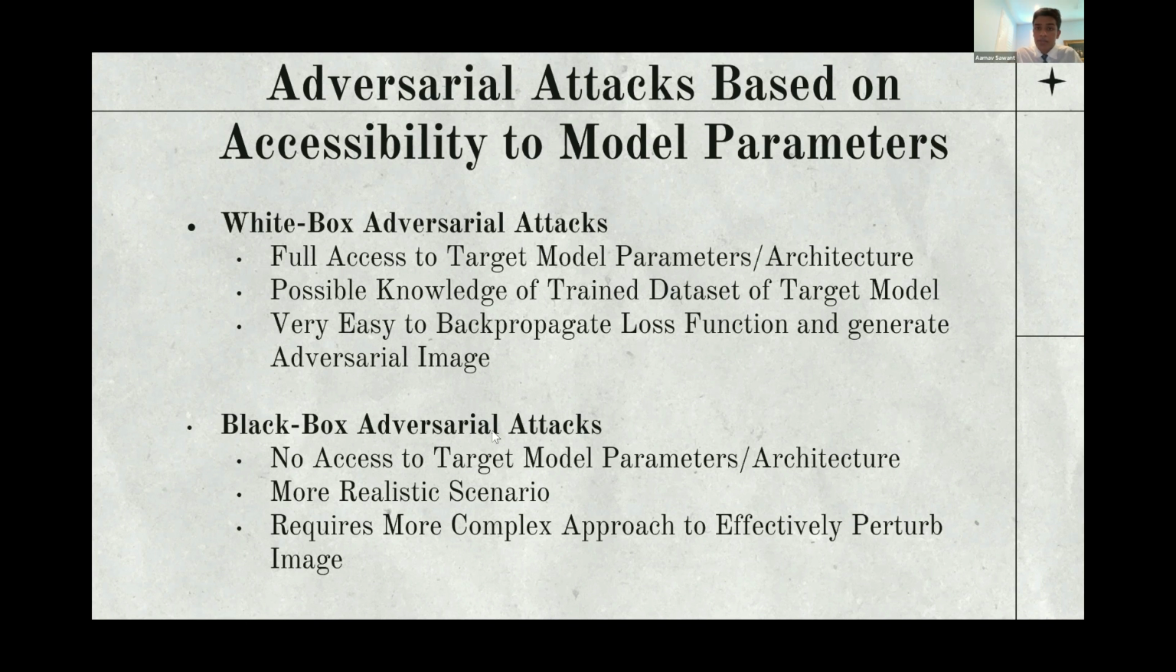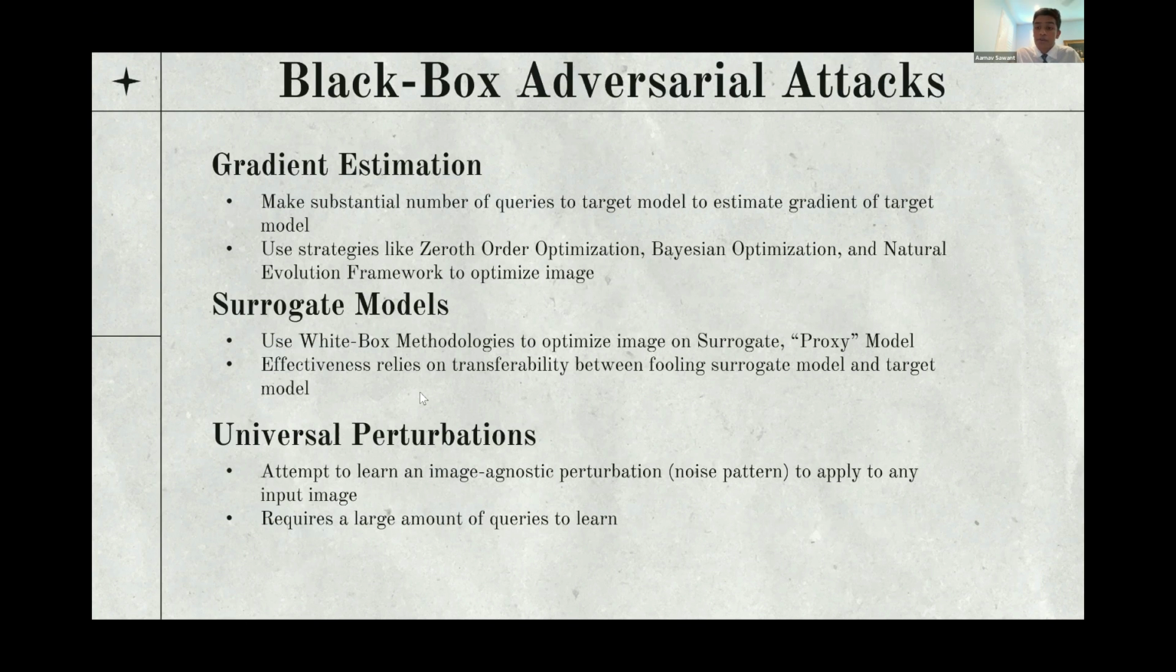There are three main kinds of black box adversarial attacks. The first one is called the gradient estimation adversarial attack. With this, what the attacker attempts to do is to actually estimate the gradient of the target model by making a substantial number of queries. They then use strategies like zeroth order optimization, Bayesian optimization, and the natural evolution framework to optimize the image.